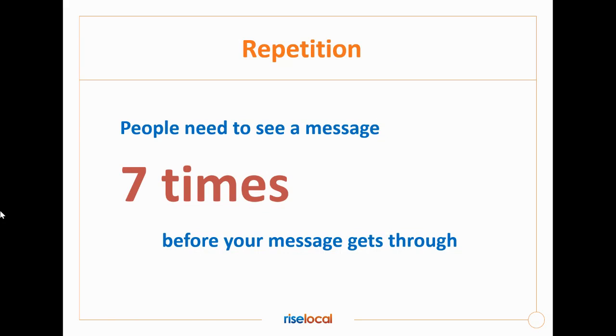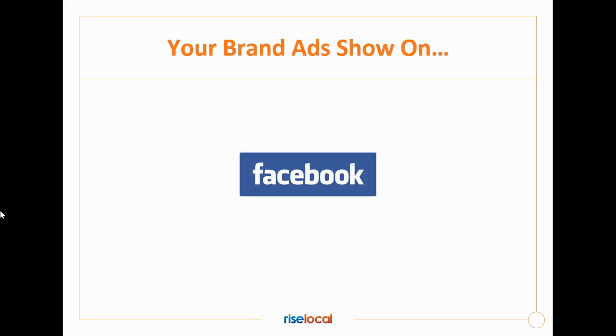Now, the key to brand marketing is repetition. People need to see a message 7 times before the message gets through their head. So what that means is your brand marketing is all about repeating your key marketing messages to your audience over a period of time. Now, the great thing about the digital age is that this type of advertising is a lot cheaper than it used to be.